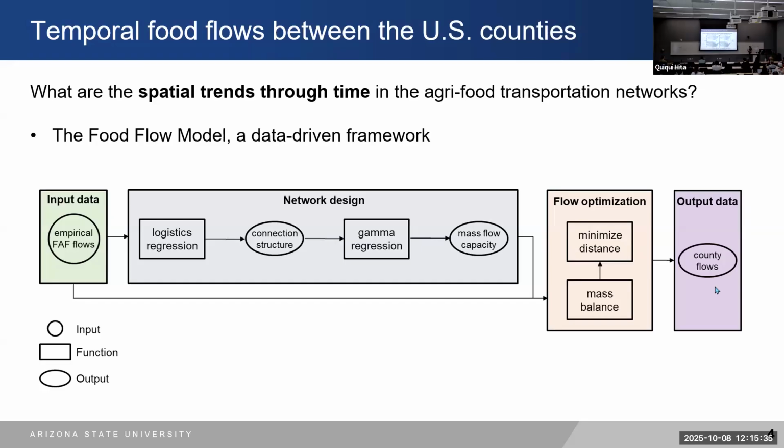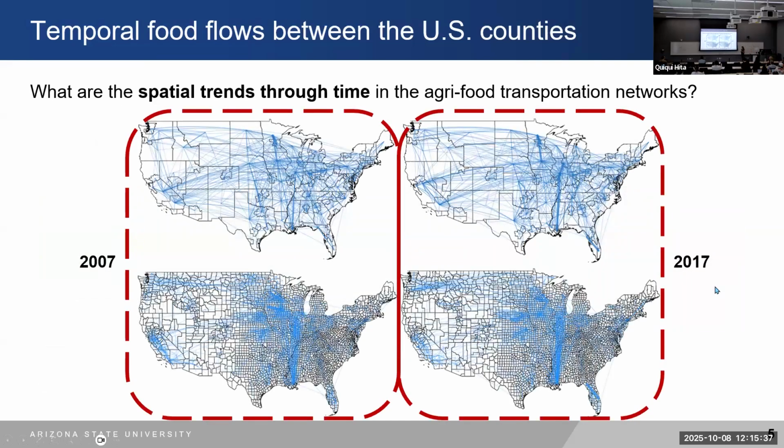We ran this model individually for 7 different food commodities for 3 years. So we created 21 networks. And then for each year, we also looked at aggregating all food commodities together, this mass movement of food, which gives us another network. And we did this for 3 years.